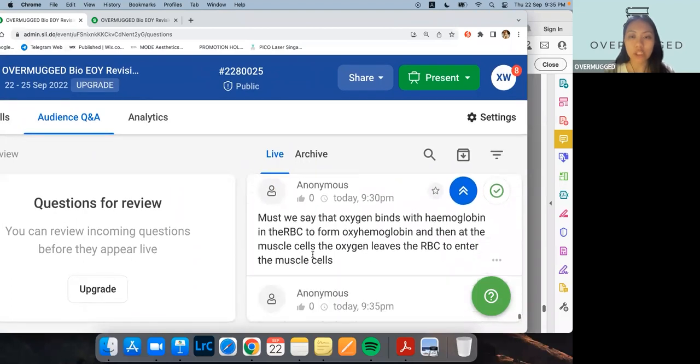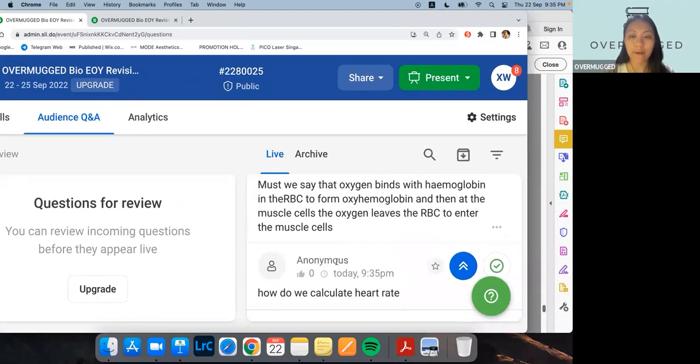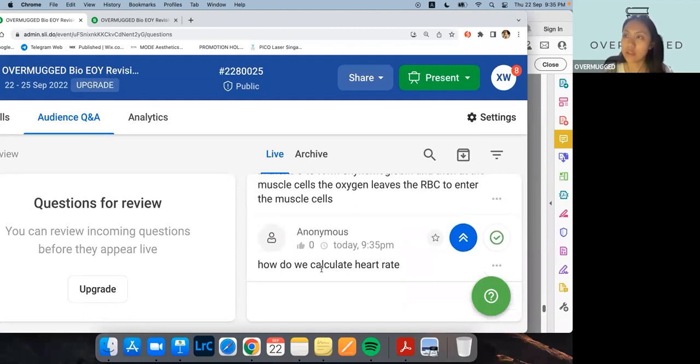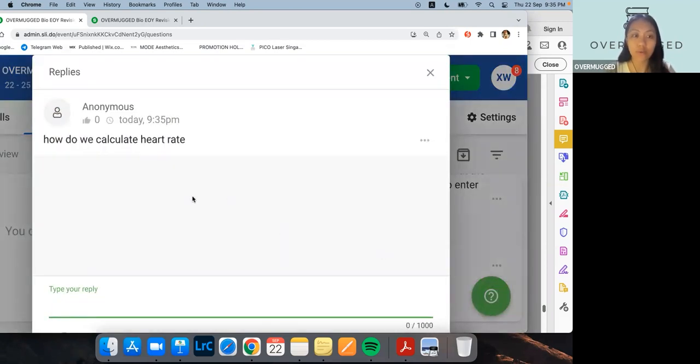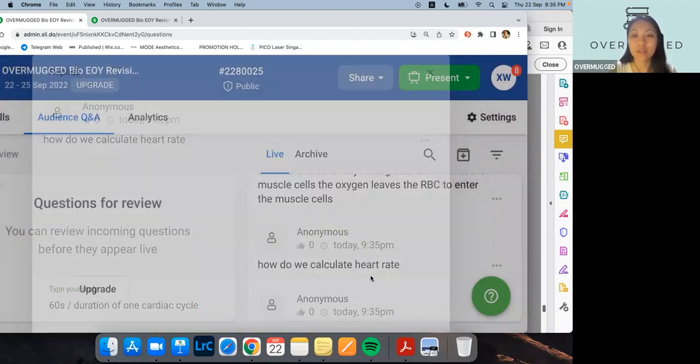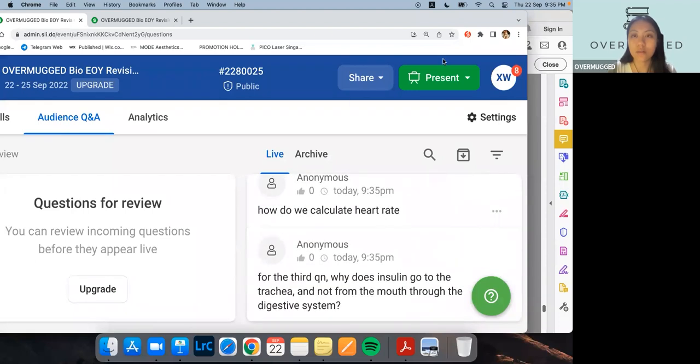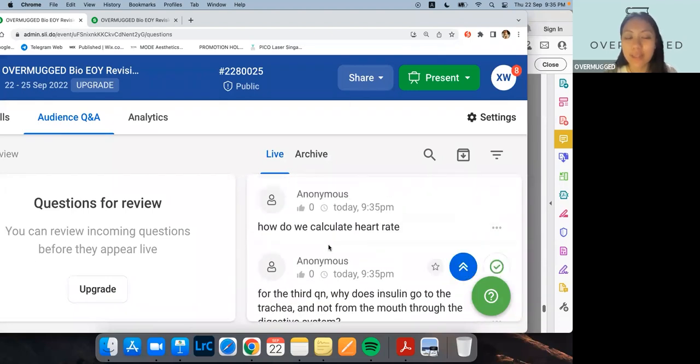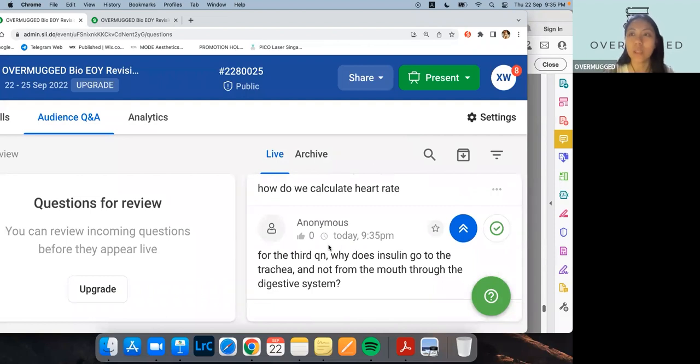How do we calculate heart rate? Good question. 60 seconds divided by the duration of one cardiac cycle. Actually, should I start typing so you can all refer back? That's going to take me so long. Never mind, I'll answer, and I'll type it out later so that you can refer back.